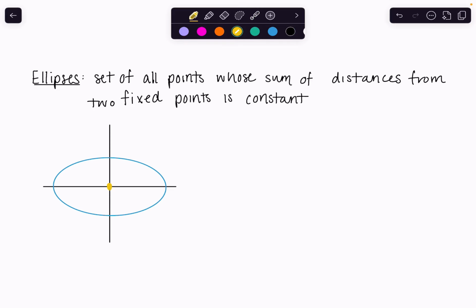So your center is smack dab in the middle of either of those two major points. There are two fixed points here, which are what define the edge of this ellipse. And these two fixed points are called the foci.